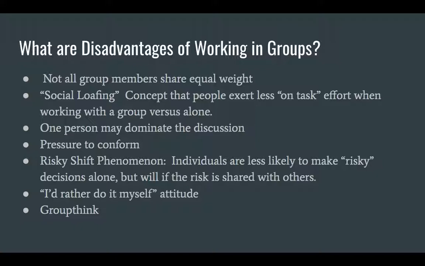You have the risky shift phenomenon. Individuals are less likely to make risky decisions alone, but will if the risk is shared with others. So sometimes if you individually have a decision that may be risky, you think, well, everything's going to come down on me if this isn't the right decision. But when you have a group that's wanting to risk things, it's like, well, it comes back on all of us. We all made this decision.